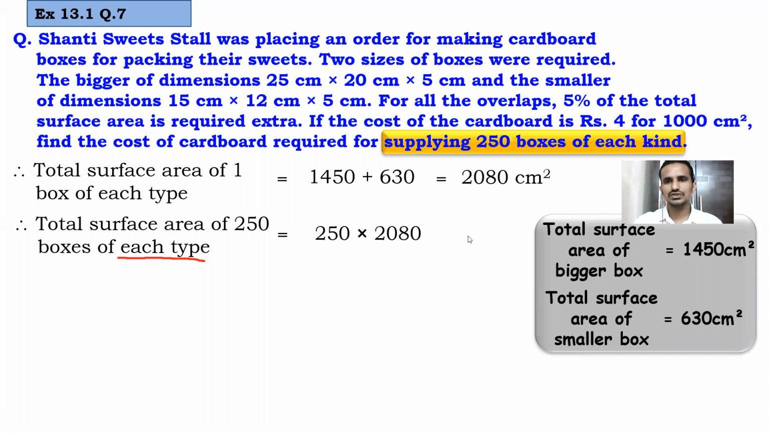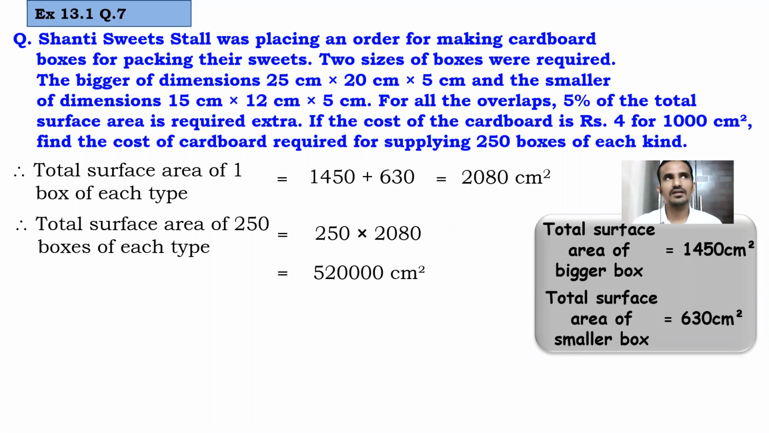So when we multiply these two, 250 into 2080, the multiplication will be 5,20,000 centimeter square. So this is the total cardboard required. इतना cardboard की हमें जरूरत होगी to make the boxes. All right. So this is the cardboard required to make the boxes ideally. मतलब boxes में इतना cardboard use होगा.